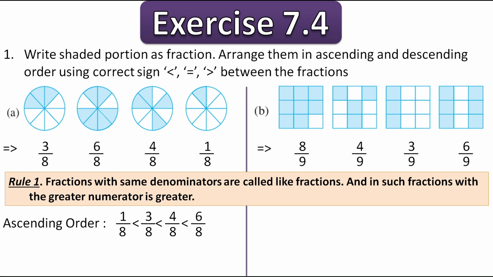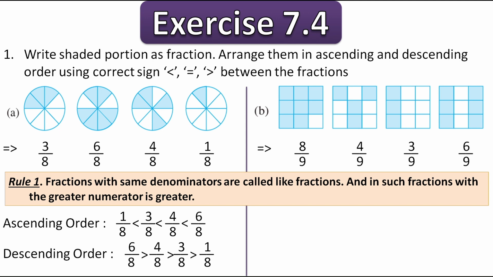Now let's write the descending order. As you all know, descending order is the arrangement of numbers from the greatest to the smallest. As we have written the ascending order, we can write the descending order by writing first 6 upon 8, which is greater than 4 upon 8, which is greater than 3 upon 8, which is greater than 1 upon 8. It's very easy if you solve it carefully.